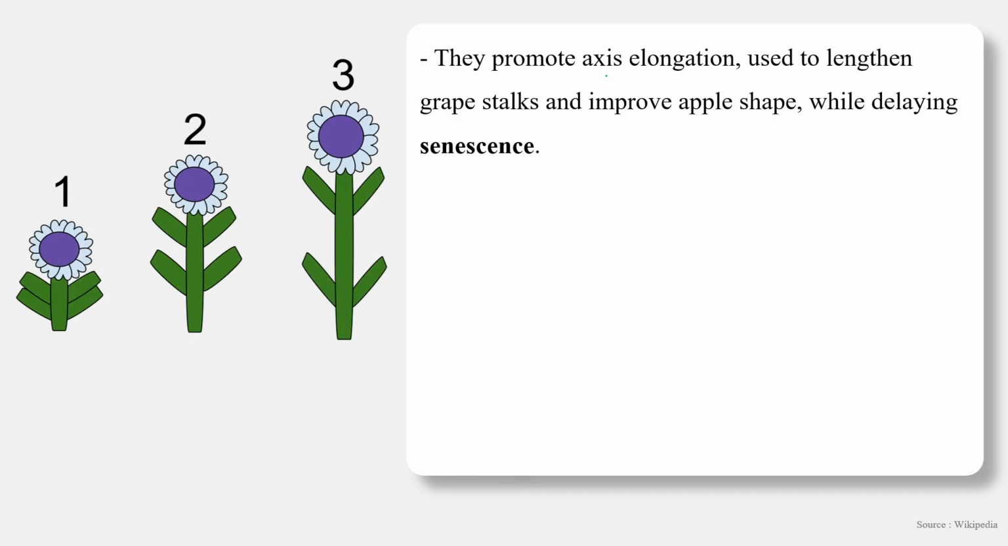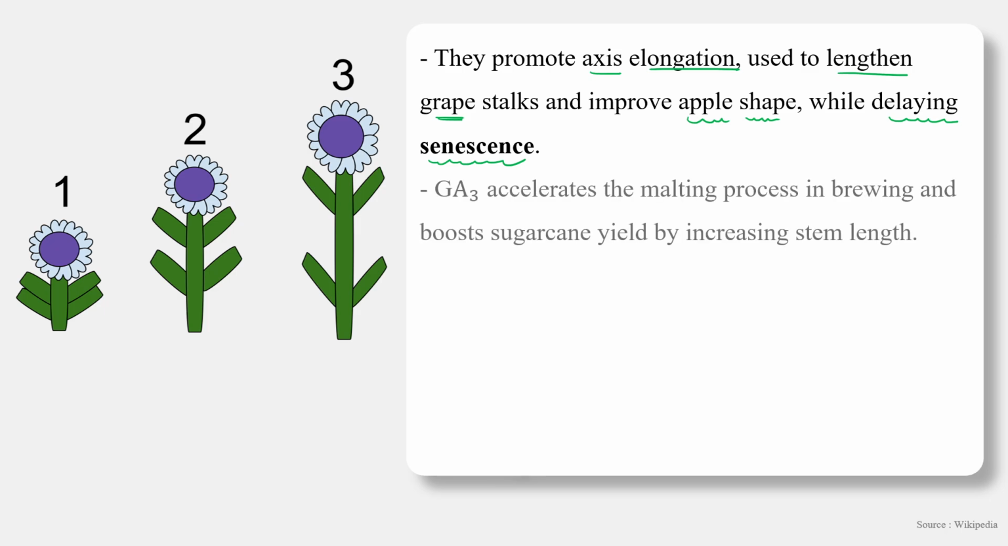They promote axis elongation, lengthening of the grape stalk, and improve apple shape while delaying senescence. Means elongation of the plant axis, growth of the distance between the two nodes like this. And gibberellin actually enlarges the size of the fruit, right? For apple, for grape, and delaying senescence.